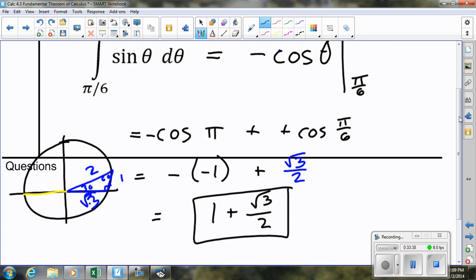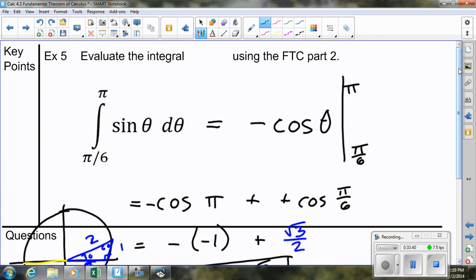Every time you want to evaluate, this is called a definite integral. When you have two constants for the bounds, it's called definite. If you evaluate a definite integral, you're going to first take the antiderivative, evaluate the antiderivative at the upper and lower bounds, and then just subtract the two.